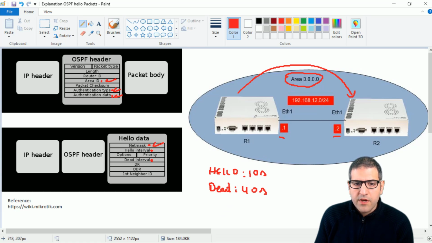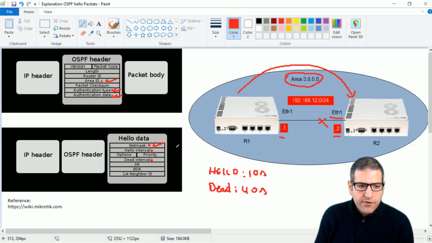That means in case router 1 sends a hello packet to router 2 and doesn't hear from router 2 for 40 seconds, 4 times more than the hello interval, then in this case it believes that there is a neighborship problem. Could be that the Ethernet 1 port is broken, or the cable is broken, or maybe the router is off, or any other reason. Then in this case it will remove the neighborship with router 2 and start looking for an alternative way to reach the routes it was getting from router 2.